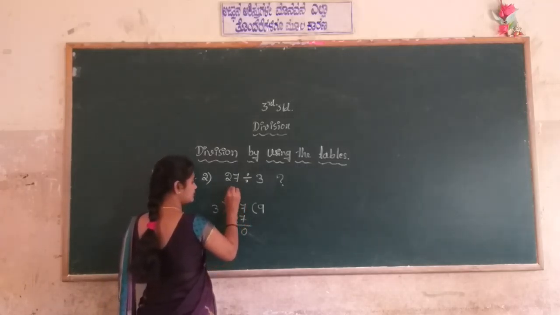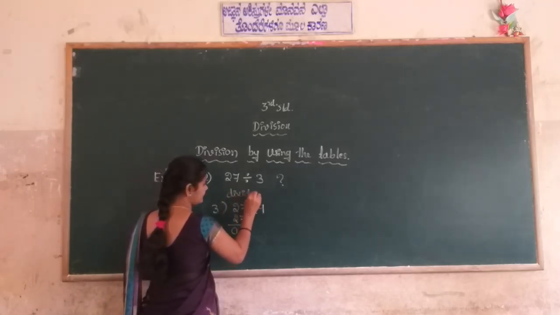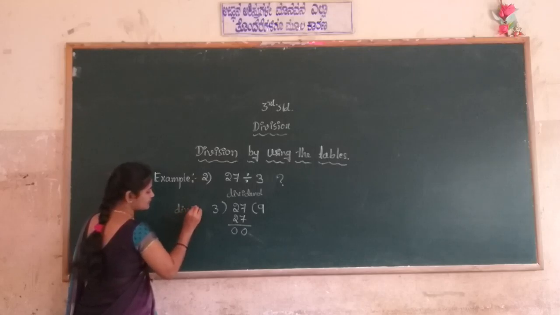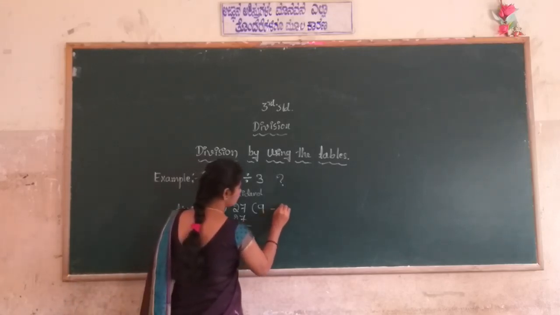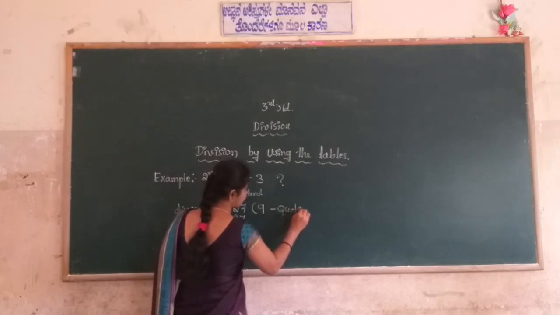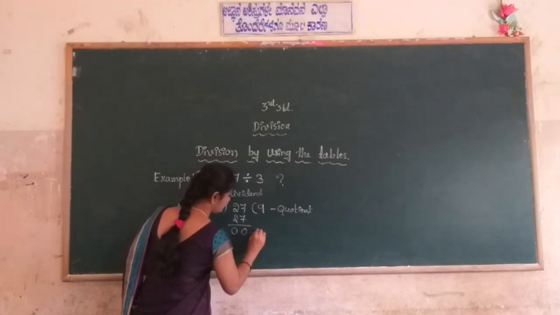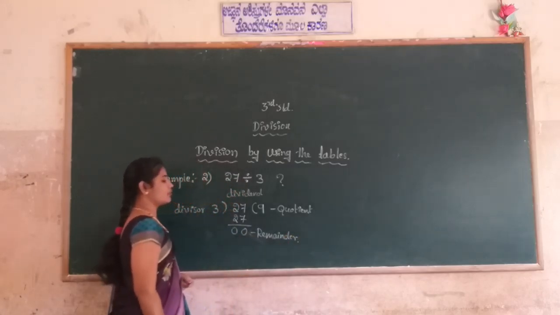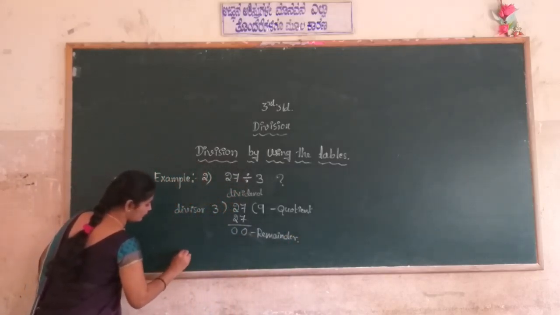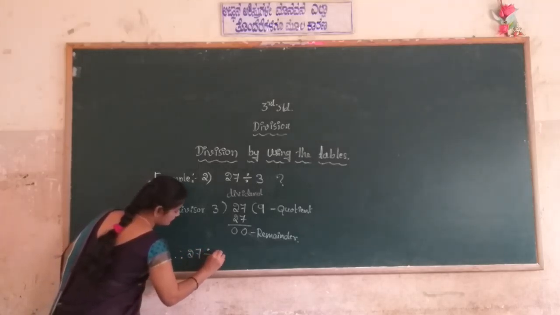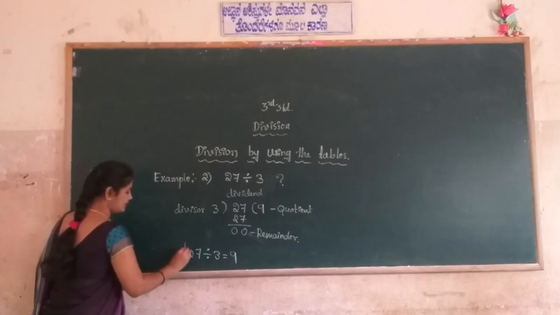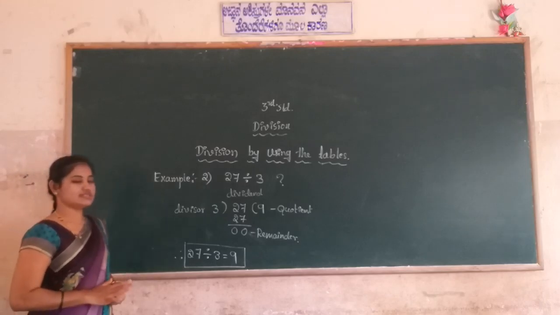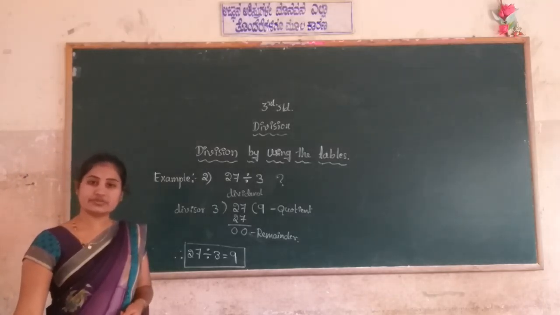Which one is the dividend? 27 is the dividend. Which one is the divisor? 3 is the divisor. And which one is the quotient? 9 is the quotient. And which one is the remainder? 0 is the remainder. These are the four components present in the division. Therefore, 27 divided by 3 is equal to 9. This is the process of division of numbers by using the tables.